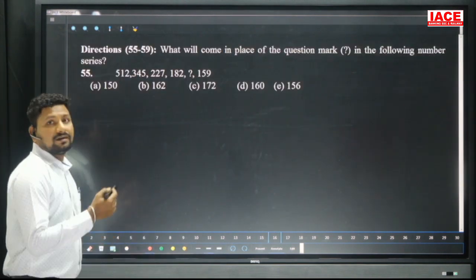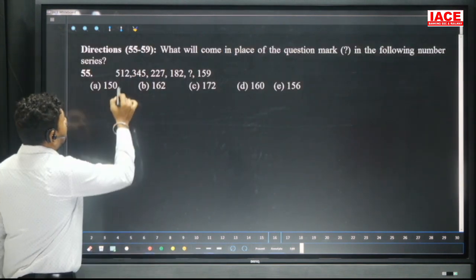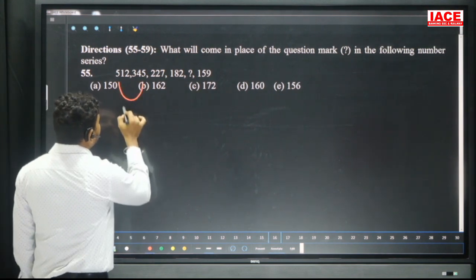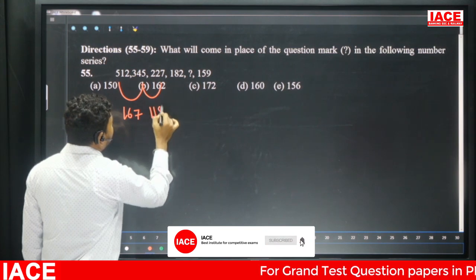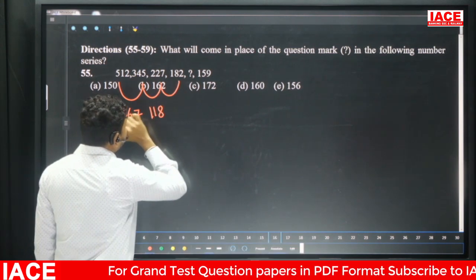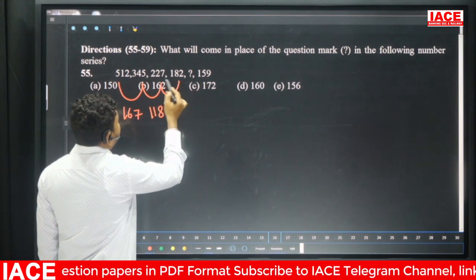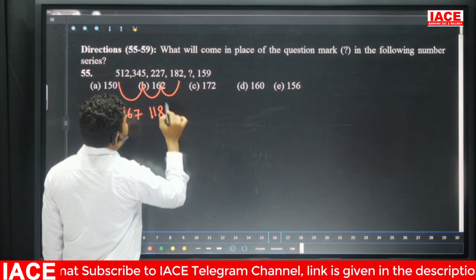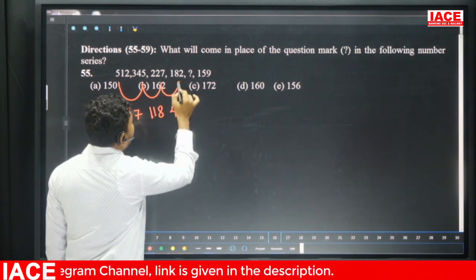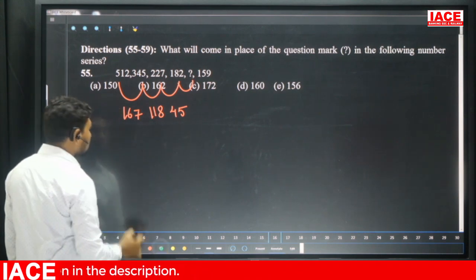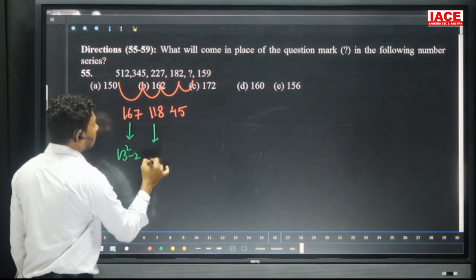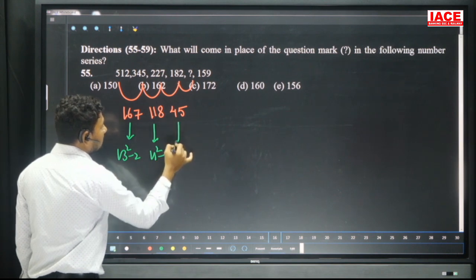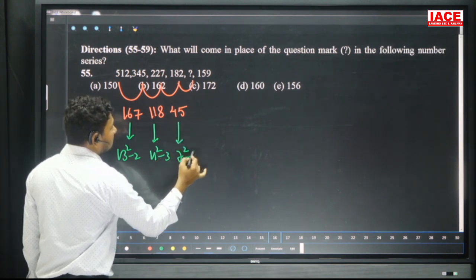Look at the number series 55, 122, 345. The difference is 167, and here the difference is 118. And look at here, the difference is 28. So 18 plus 27, the difference is 45. Next difference is what? So look at here, we can write 13 square minus 2. Here we are writing 11 square minus 3. Here next we can write 7 square minus 4.